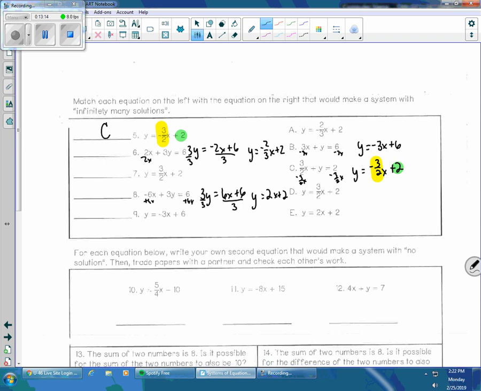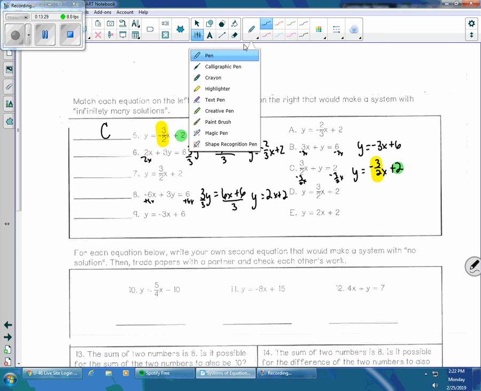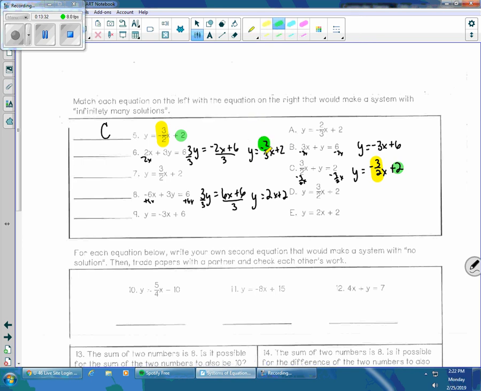So what I would like you to do right now is pause the video and see if you can match up number 6 to the one on the right that would create a system with infinitely many solutions. So go ahead and pause the video. Remember, my y-intercept is here. And I need to find one that has the same y-intercept and the same slope. So for this next one, it's going to be A.